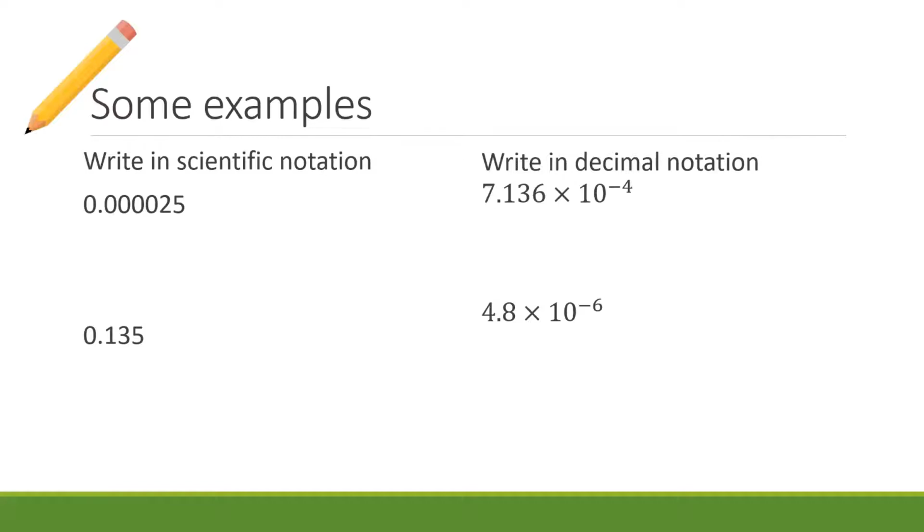Now, when you're dealing with numbers that are very, very small, it's the opposite. Again, you still want a number between 1 and 10. In this case, this number between 1 and 10 is 2.5. But to get to 2.5, I have to move the decimal place to the right. I have to move it 1, 2, 3, 4, 5 times to the right. So because I'm moving it the other way, I need to put times 10 to the power of -5.